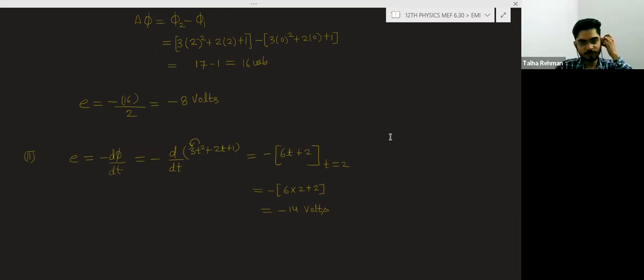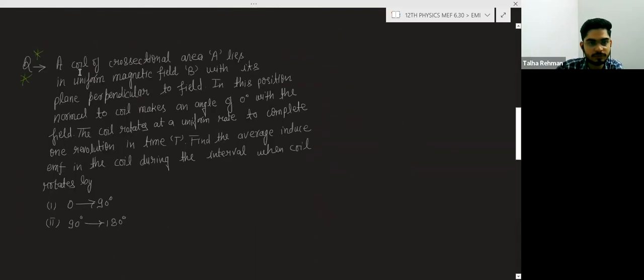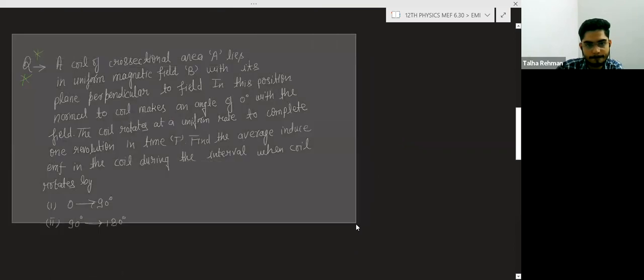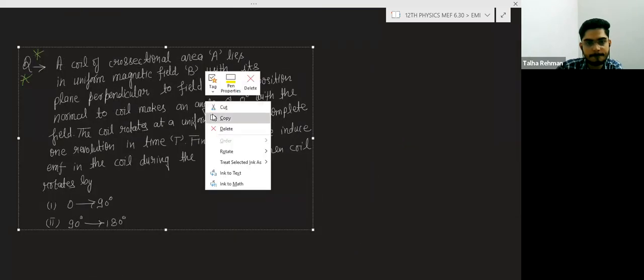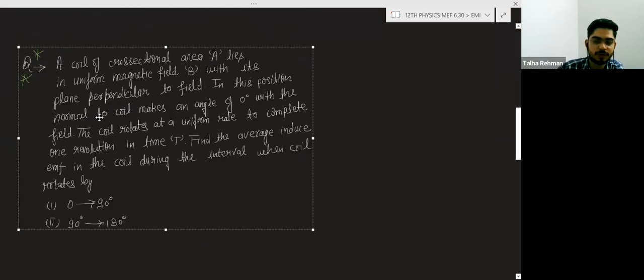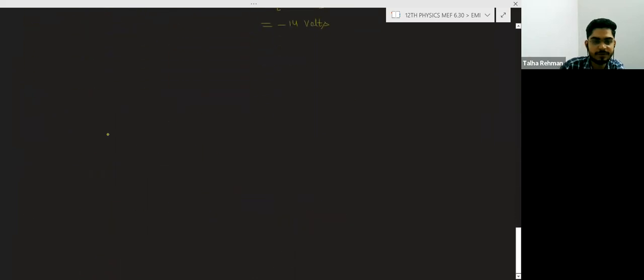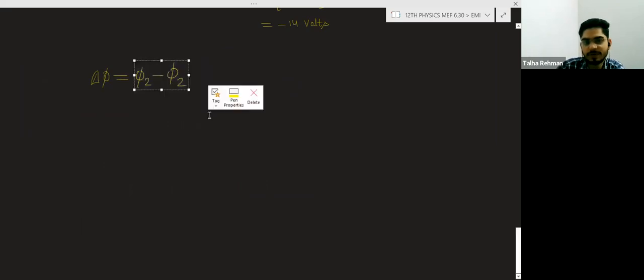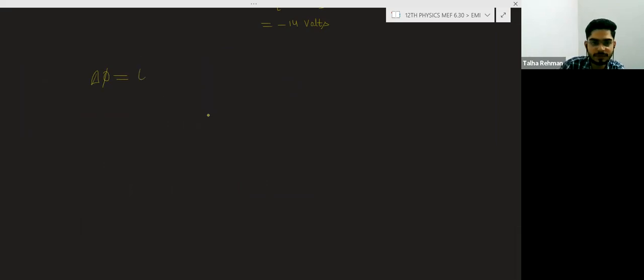Okay. So we will discuss one more question on this topic. Note one thing here. Suppose I have written delta phi, this is phi 2 minus phi 1. So I can now write delta phi means change in the flux. Change in the flux means I can also write final flux minus initial flux. This thing you should know.